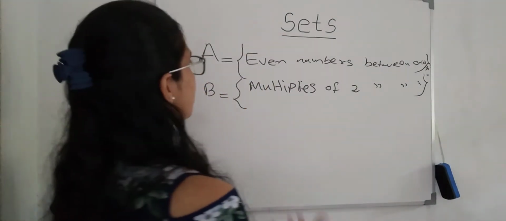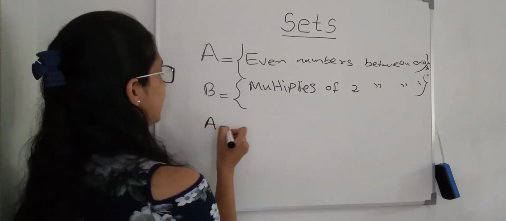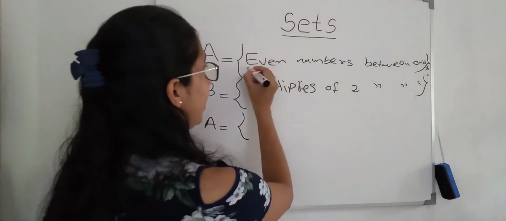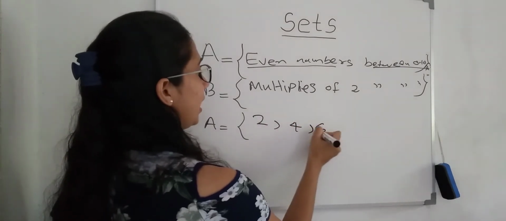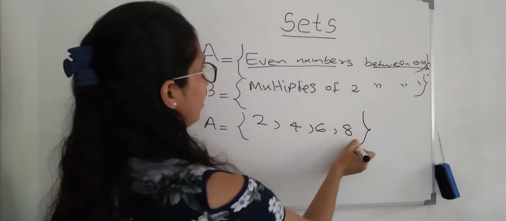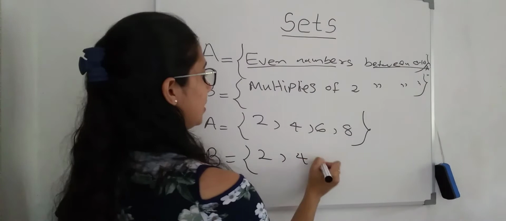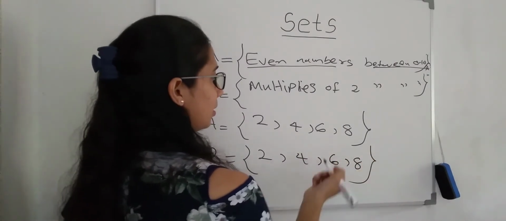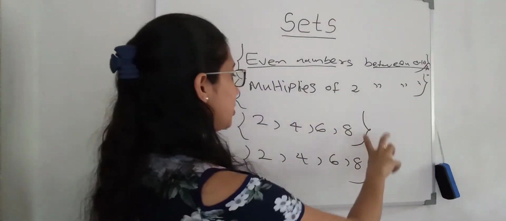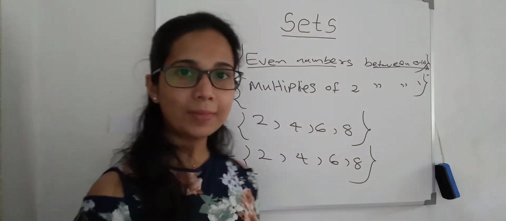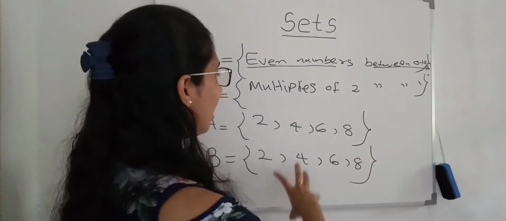Okay, let's write the elements of these both sets. So what are the elements of the set A? The elements of the set A are even numbers between 0 and 10. So what are the elements? 2, 4, 6 and 8. That's all, isn't it? And what are the elements in the set B? 2, 4, 6 and 8. Yes. Okay, now you can see here the elements of the both sets are same. Isn't it? Yes, you can clearly see that the elements of the both sets are same.